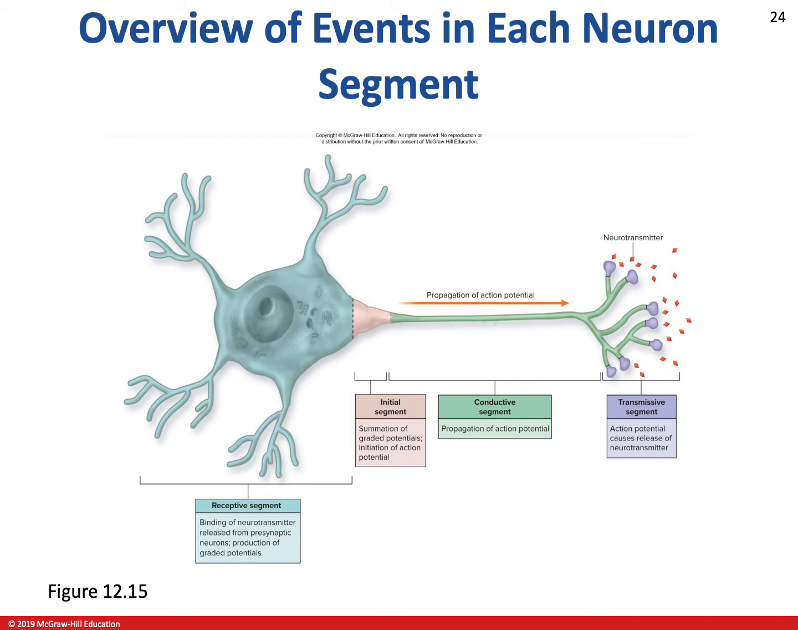As you see in this picture, the blue part in the beginning of the neuron is called the receptive segment. The receptive segment is the cell body and the dendrites. Here we have binding of neurotransmitter and generation of graded potential, which I will talk about in the next slide for you. The next part of our neuron is called the initial segment.